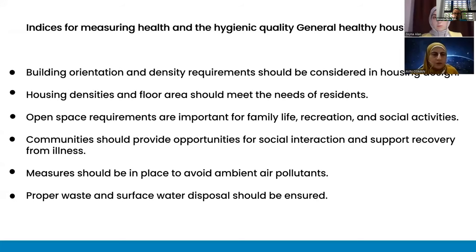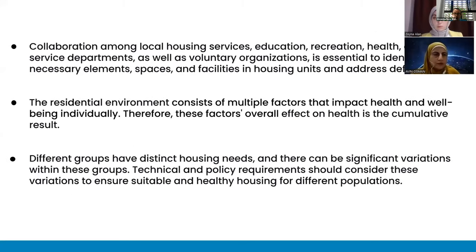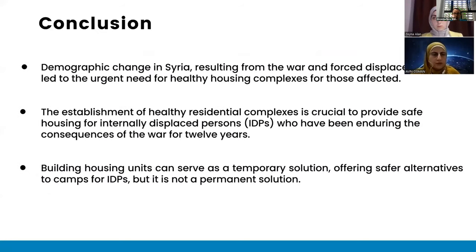Building orientation and required density should be considered in housing design. Open spaces are required and important for family life. Communication should provide opportunities for social interaction. Measures should be put in place to avoid ambient air pollutants, and for proper waste and surface water disposal. Collaboration among the local housing, education, recreation, health, and social service departments, spaces, facilities, and residential environment.